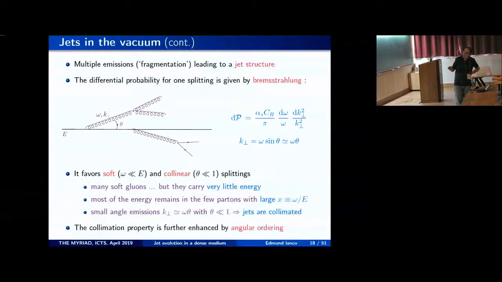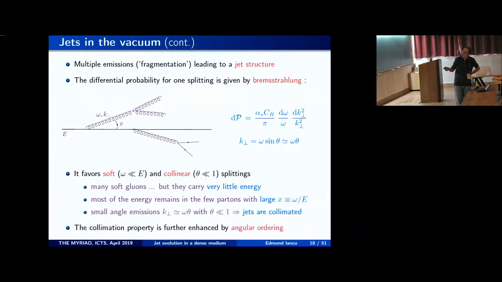So the probability for this gluon here with energy omega, transverse momentum k perp, and emission angle theta to be radiated by the particle with energy E is, in the first approximation, independent of E, and is given by this formula here. The differential probability is alpha_s C_R, where R is the representation, the color representation of the leading parton. And then there is the typical Bremsstrahlung spectrum, d omega over omega, which is logarithmically enhanced for soft radiation, for omega much less than E.